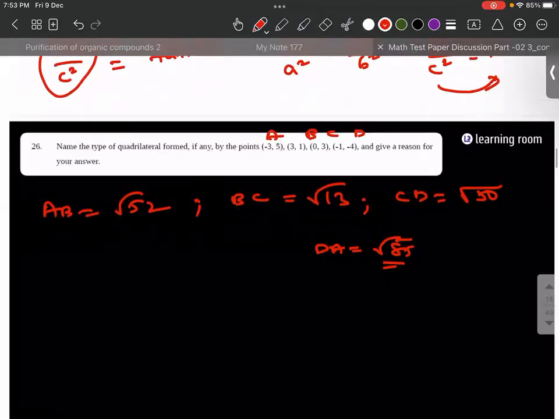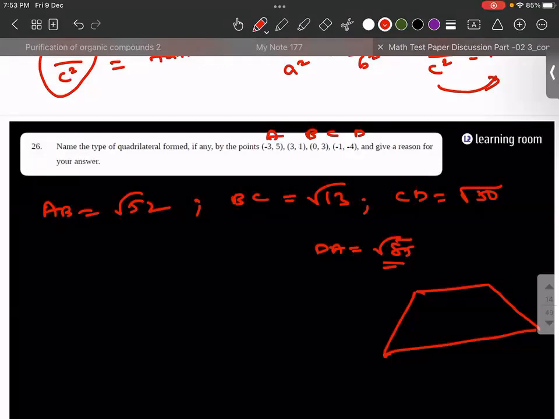Can we say it is a trapezium, sir? How? None of the sides are equal, right? In a trapezium, two sides are parallel, but they need not be equal. You cannot state it as a trapezium.